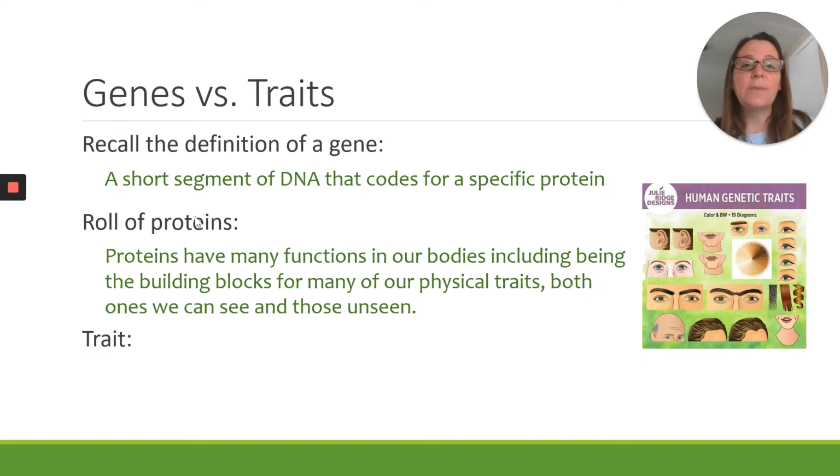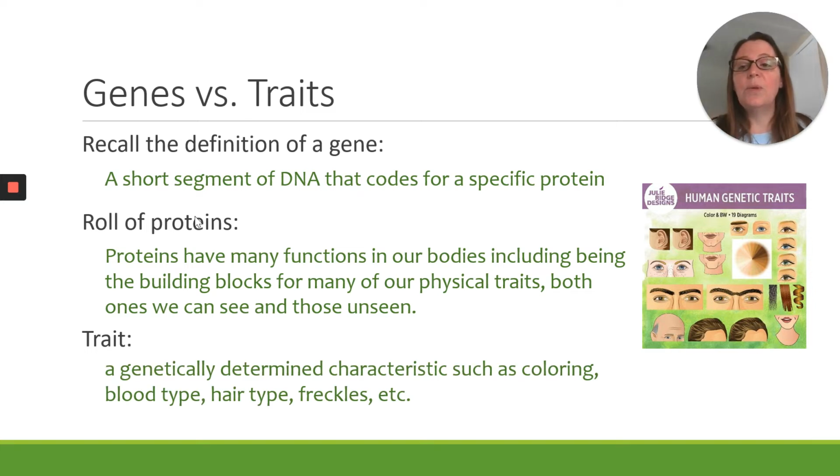But they're also the building blocks for things that we cannot see. If you remember all of those transport proteins that are located in our cell membranes, those proteins are created with instructions from the DNA. There is a gene that codes for those transport proteins. So our physical traits are things that we can see, but they're also things that we can't see.